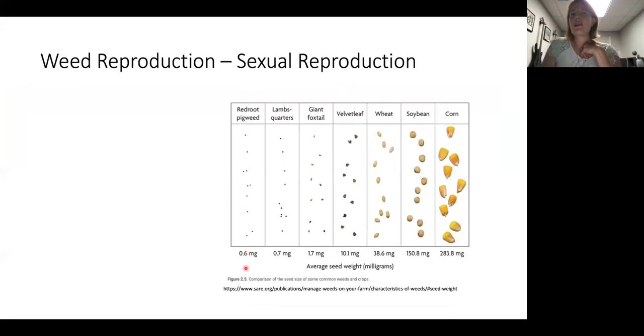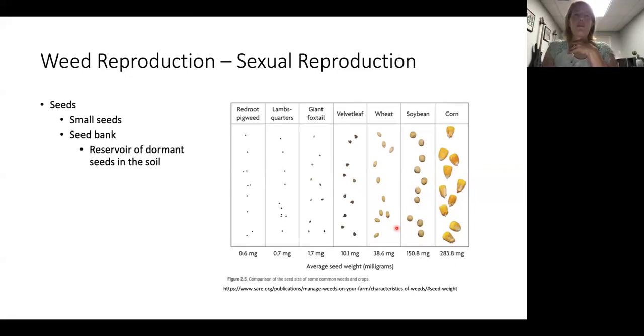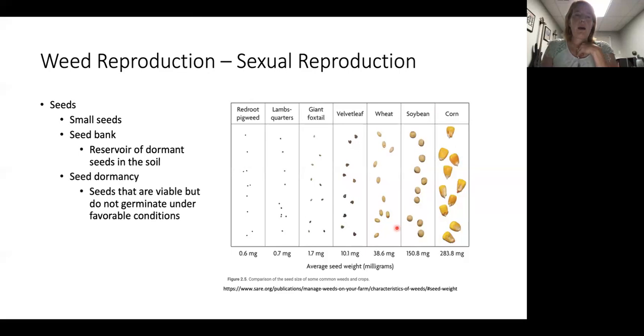And what we'll see is that a lot of weeds that reproduce by seed actually have really, really small seeds. A lot of times they're close to the surface, so they can germinate really quickly when temperatures get warm and there's lots of light. And then they can outcompete some of our bigger seeds. So they have small seeds, they have a seed bank, and we already talked about dormancy.